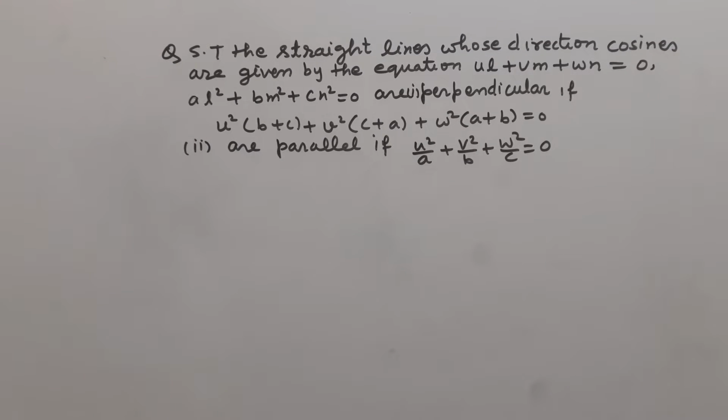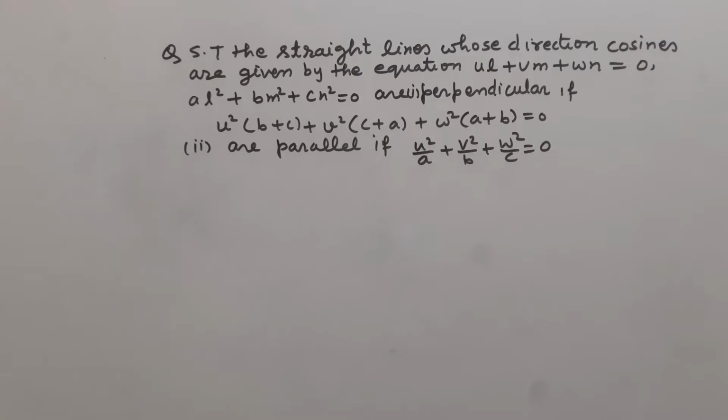In this question, we have to show that the straight lines whose direction cosines are given by the equations ul + vm + wn = 0 and al² + bm² + cn² = 0 are perpendicular if u²(b + c) + v²(c + a) + w²(a + b) = 0 and are parallel if u²/a + v²/b + w²/c = 0.